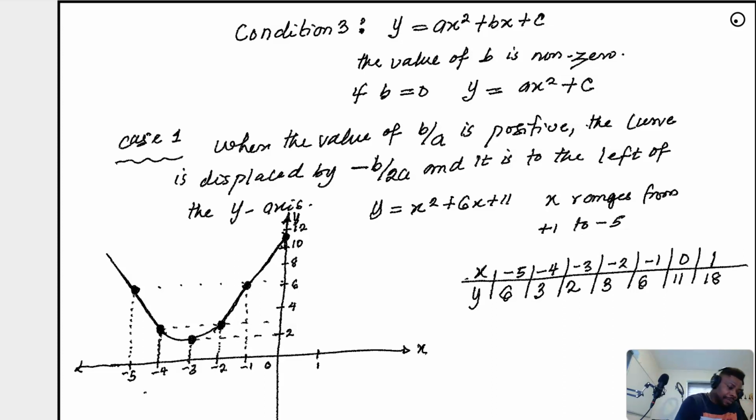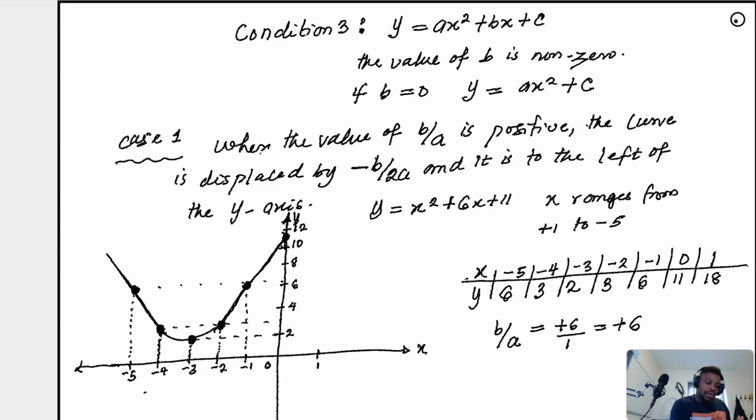The reason is that if you look at b over a, what is b? In this equation, my b is plus 6, right? So b is plus 6 over, what is a? A is 1. So this is plus 6. So b over a is positive. And I said here, when the value of b over a is positive, the curve is displaced by minus b over 2a, and it is on the left of the y-axis. So you know why it is on the left of the y-axis: because b over a is positive.